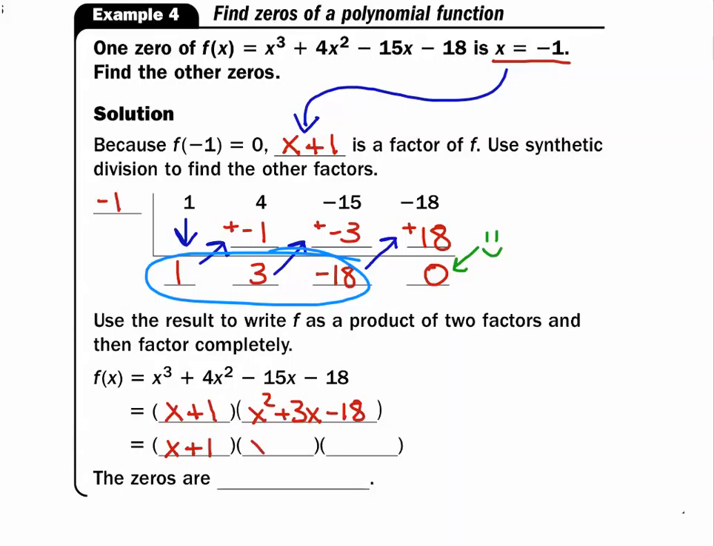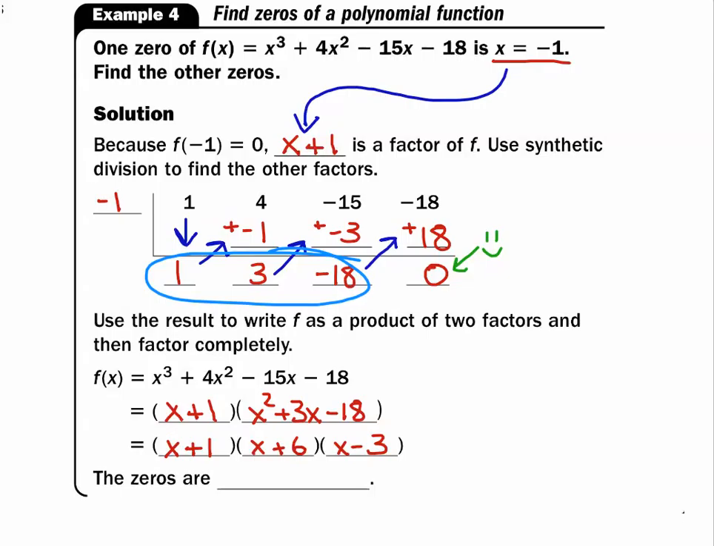This one is not as hard as the last example. X plus 3, x minus 3. Excuse me, I misspoke. X plus 6, x minus 3. From that information, we can find the zeros.